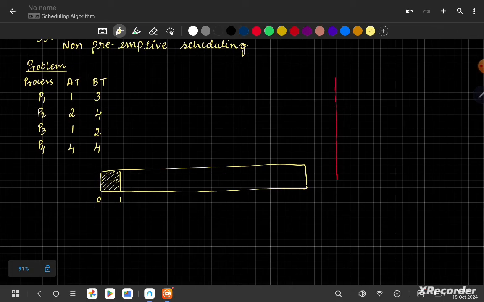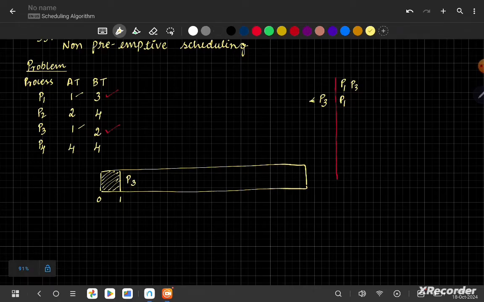During 1 millisecond, two processes come into the ready queue, that is P1 and P3. Now P1 and P3 are already there in the ready queue. We have to decide which process gets the CPU. So for that we have to check their burst time. P1 has a burst time of 3 and P3 has a burst time of 2. So 3 and 2, P3 has a lesser burst time. So you'll be giving the CPU to P3 first and P1 will be inside the ready queue.